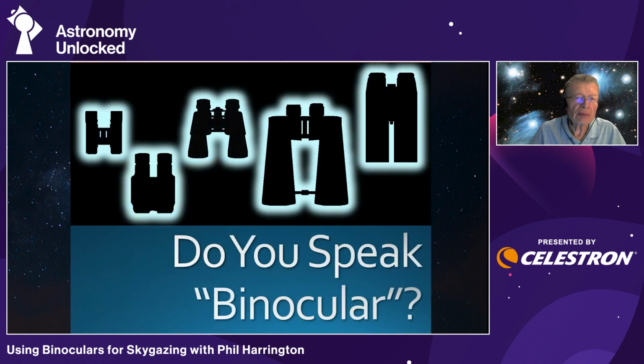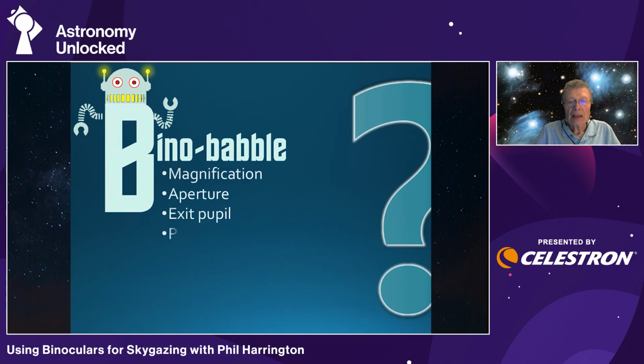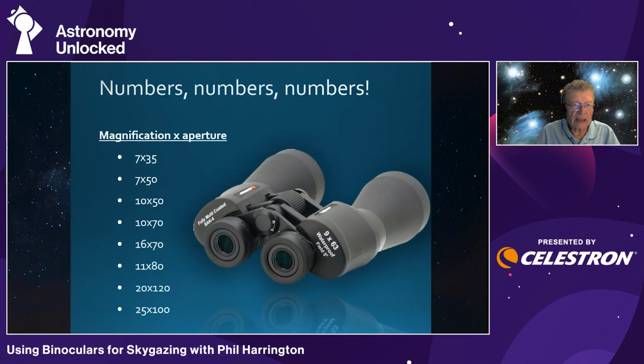However, in order to choose the right binoculars, it's good to understand some terms that are used when talking about binoculars in general, not just for astronomy, but for any purpose for that matter. So I'd like to go over a little bit about what I call Bino Babble, some terminology that you probably have heard, some of which you're probably familiar with, others maybe not, just to make sure that you understand the implications and how they all interrelate with each other when it comes to viewing the nighttime sky to the best advantage with binoculars. So I'll talk a little bit about magnification, aperture, exit pupil, prisms, coatings, field of view, eye relief, and also interpupillary distance. Okay, so let's dig into some of these terms.